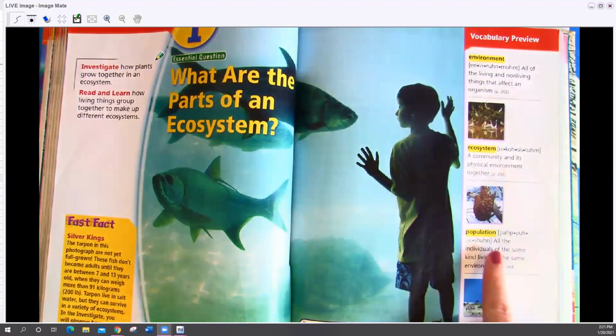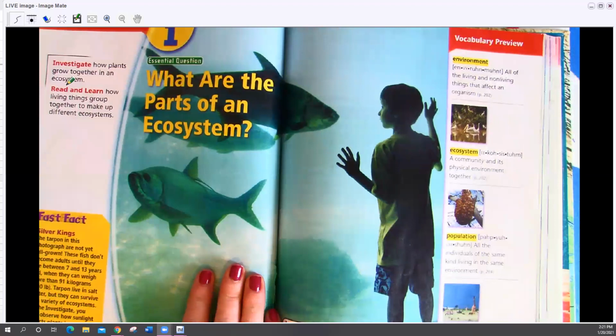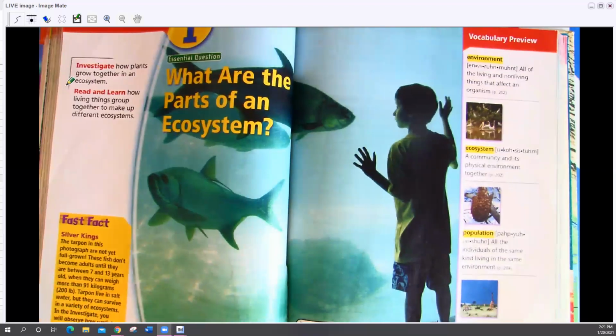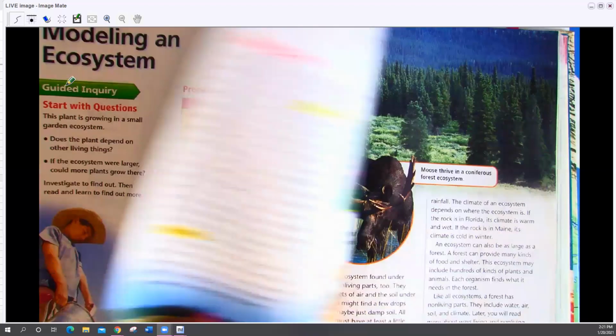Population, all the individuals of the same kind living in the same environment. And community, all the populations of organisms living together in an environment. So these are the 4 big vocabulary words that we're going to talk about throughout lesson 1 of chapter 5. So lesson 1's essential question is, what are the parts of an ecosystem? As we get through the lesson, we're going to learn more about the different parts of the ecosystem.